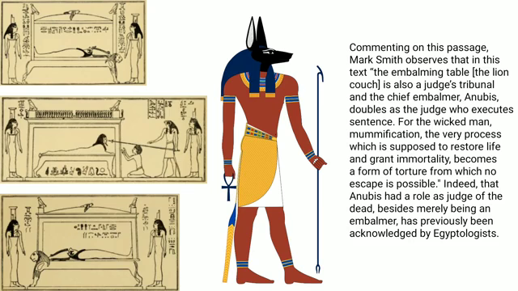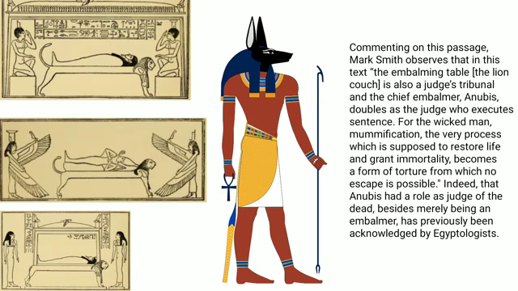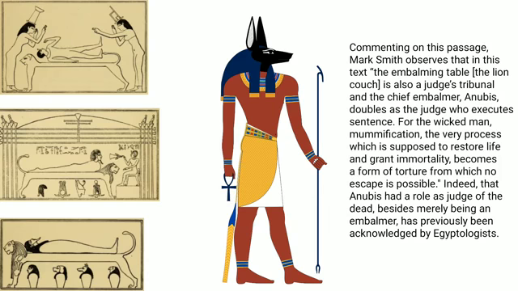Commenting on this passage, Mark Smith observes that in this text, the embalming table, the lion couch, is also a judge's tribunal, and the chief embalmer, Anubis, doubles as the judge who executes sentence. For the wicked man, mummification, the very process which is supposed to restore life and grant immortality, becomes a form of torture from which no escape is possible.